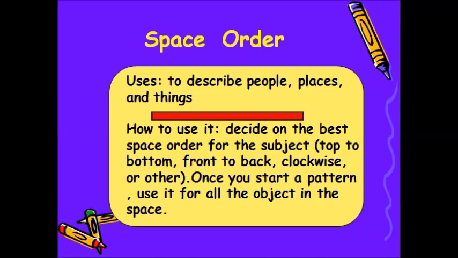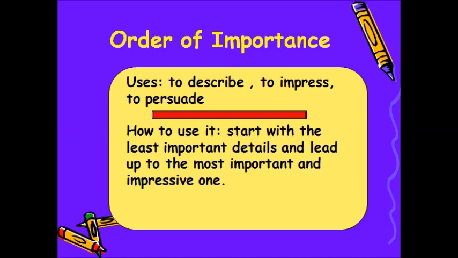The second one is space order. We use space order to describe people, places, and things. How do we use it? We decide on the best space order for the subject: top to bottom, front to back, clockwise, or other. Once you start a pattern, use it for all the objects in the space. The third one is the order of importance.